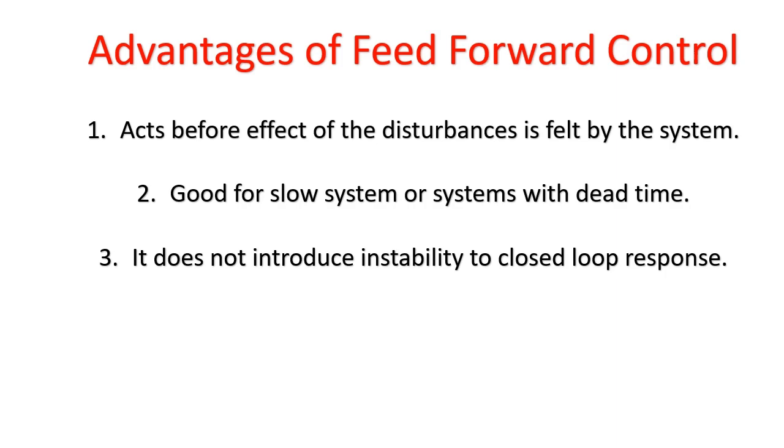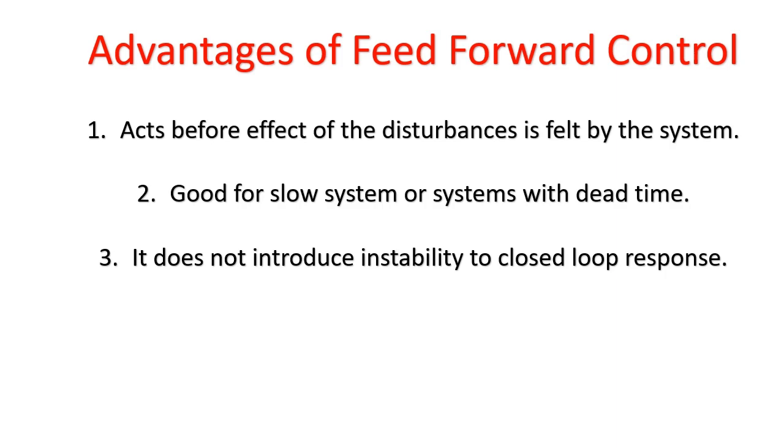So if you see what the advantages of feed-forward control are, it acts before the effect of the disturbance is felt by the system, and it is good for slow systems or systems with dead time. Because if the system is very fast to react to the disturbances, then it is of no use, because the PV will automatically change and the feedback control is there to take care of that. So it is not good for a very fast system. It is good for slow systems. Slow system means like this temperature control. So it is good for temperature control. It can be good for pressure also to some extent.